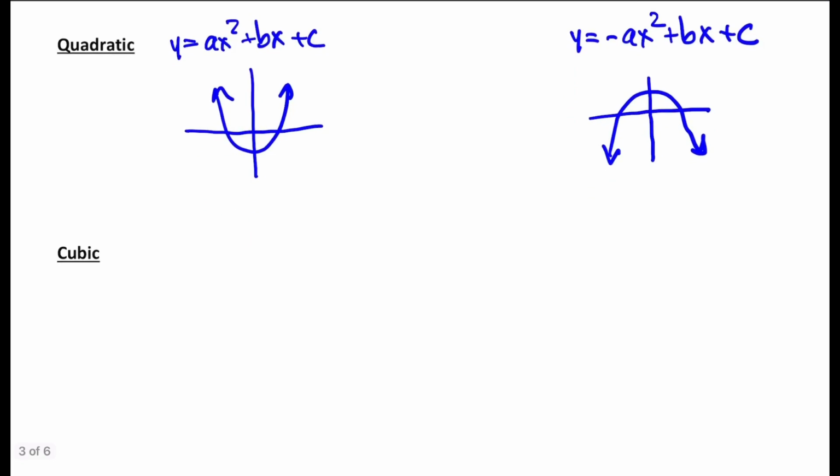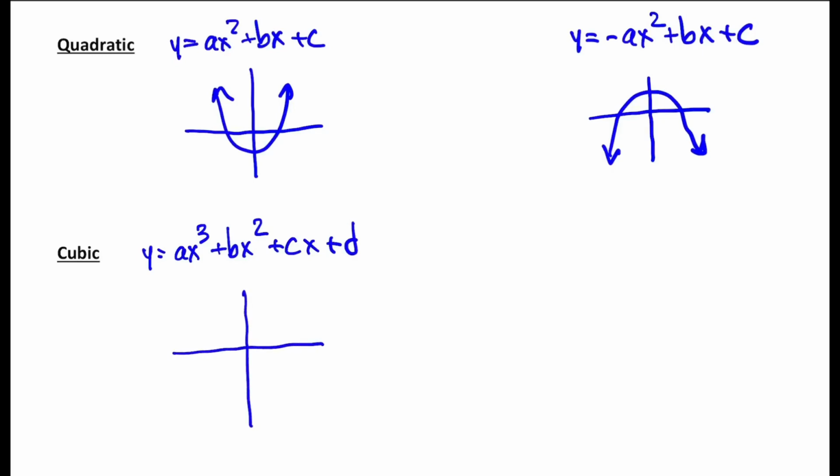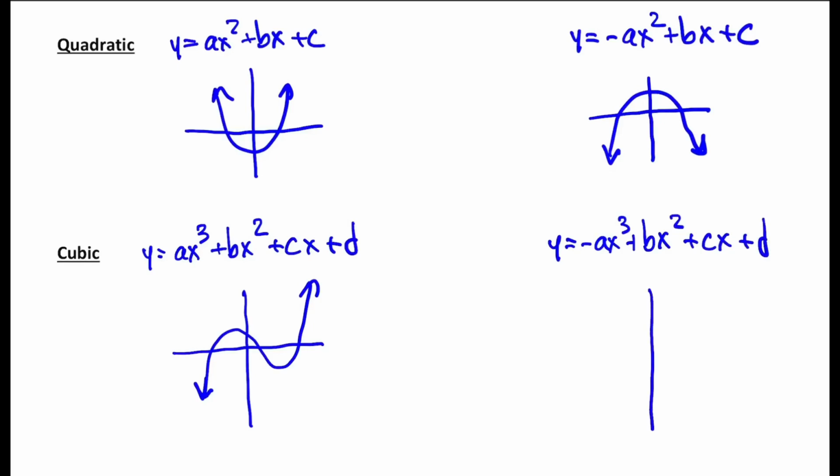Okay, next we have a cubic. So here we've got y equals ax cubed plus bx squared plus cx plus d. More terms. That'll kind of look like this. And a negative cubic would look something like y equals negative ax cubed plus bx squared plus cx plus d. And its end behavior would be opposite of the positive.